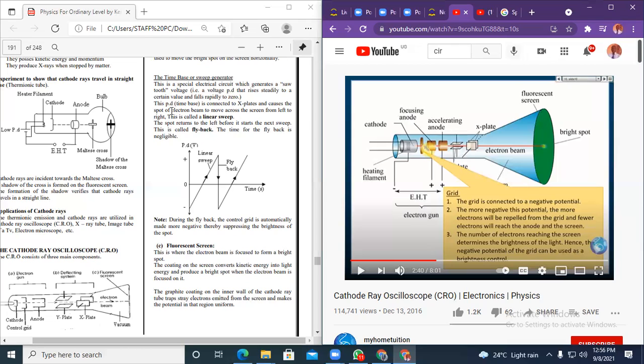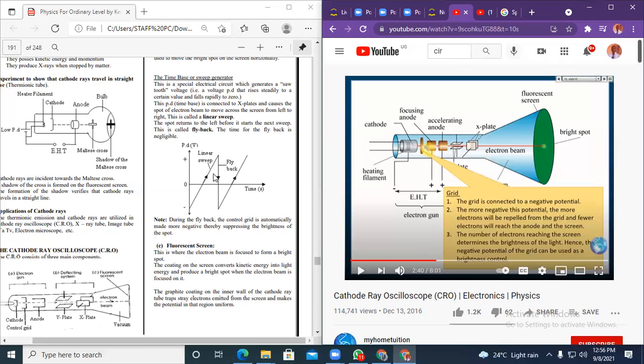The time base is connected to the X plates and causes the spot of the electron beam to move across the screen from left to right. This is what we call the linear sweep. Once we connect the time base to the X plates, we shall see the beam moving left to right, left to right. If the beam is moving left to right, it means there is a voltage being generated. That voltage is what we call the sawtooth voltage.